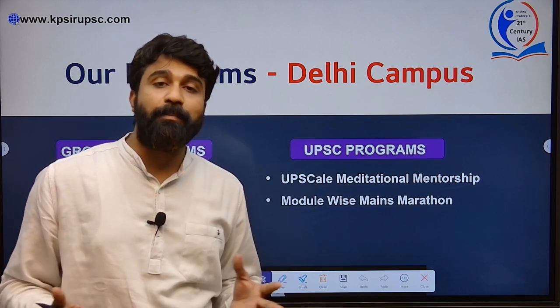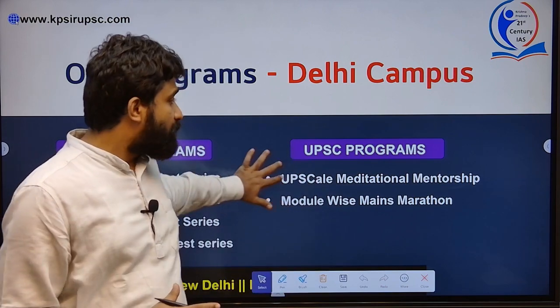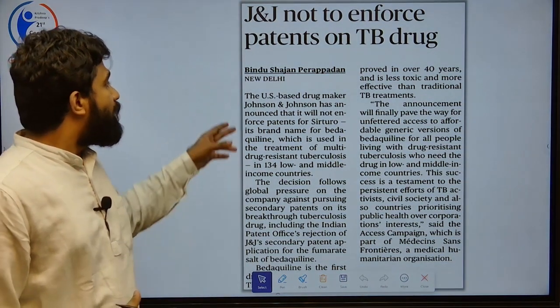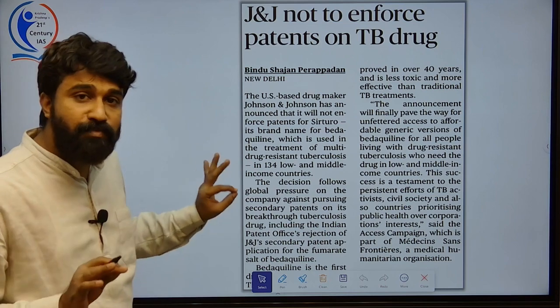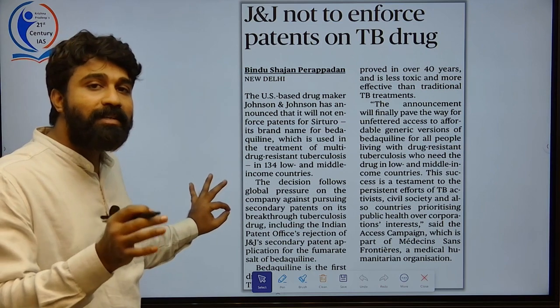This is launched by our KPIS Delhi. Let us go to the first article. The first article is talking about Johnson & Johnson, which has announced that it will not enforce any patents for Sirturo, which is dealing with multi-drug resistant TB.